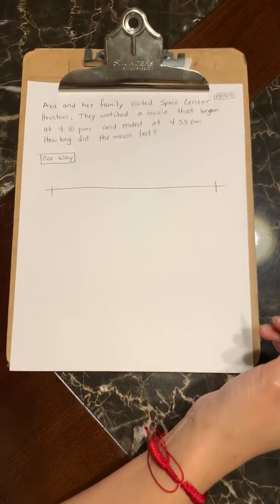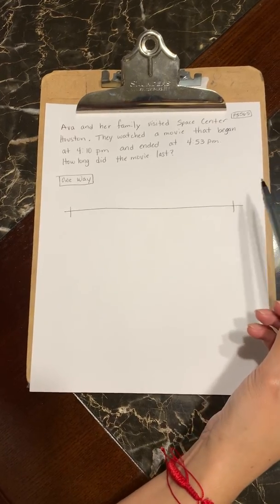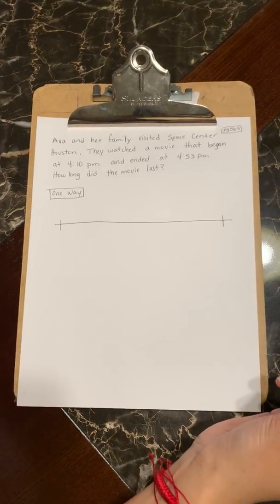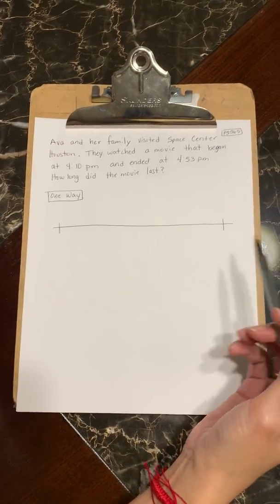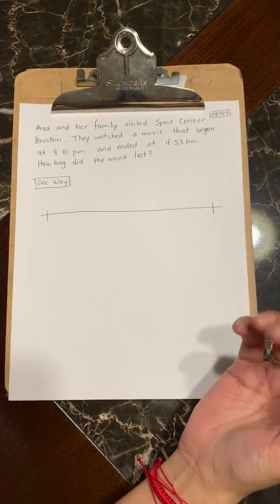Hey guys, today we're going to be doing elapsed time. So I'm going to teach you how to do this problem in your book. It's on page 565. The first way I'm going to teach you is using a number line. To move time on a number line, we're going to look for three parts.